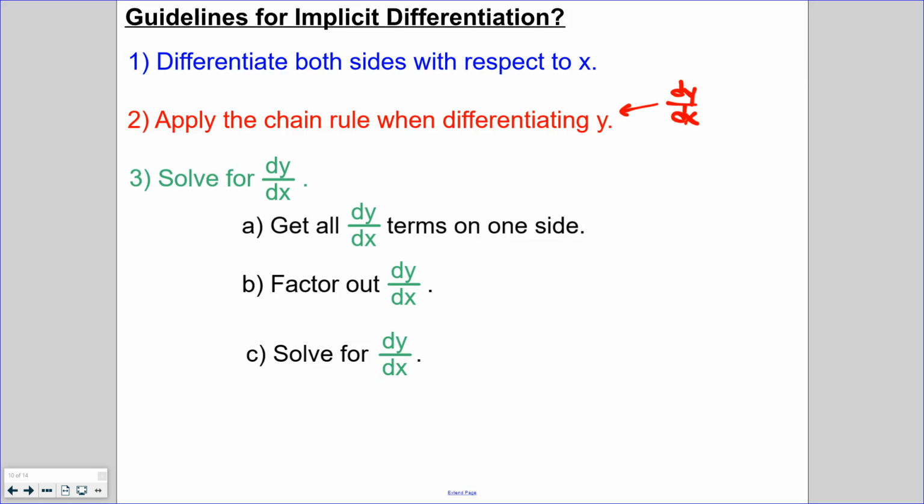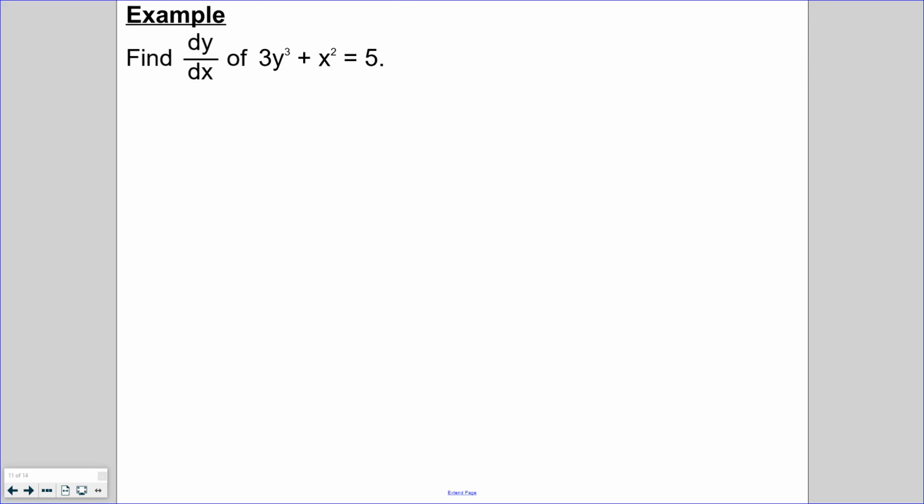So let's go ahead and take a look at an example. Our first, or I guess technically our second example, is to find dy over dx of 3y cubed plus x squared equals 5. All right, so now we can differentiate this, no problem.